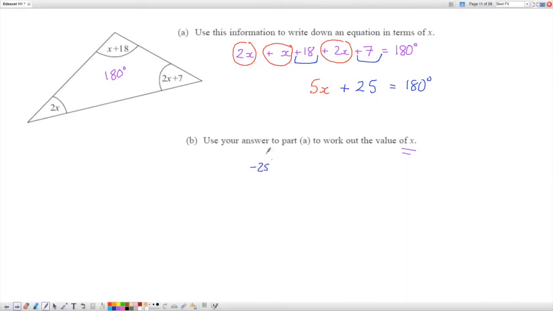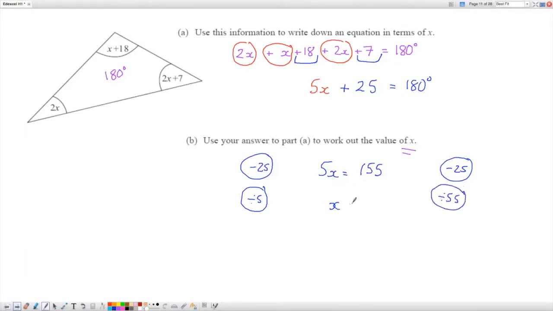So that's our equation. Now we're going to solve it. So first step, subtracting 25 from both sides is going to leave us with 5x equal to 155. Dividing through by 5, because we only want to find out what 1x is. 155 divided by 5 is equal to 31. So the value of x is 31.